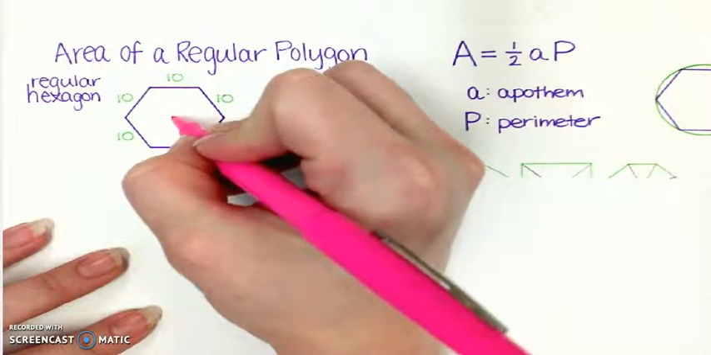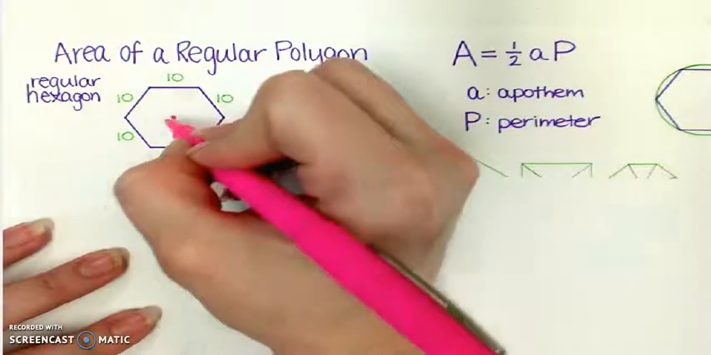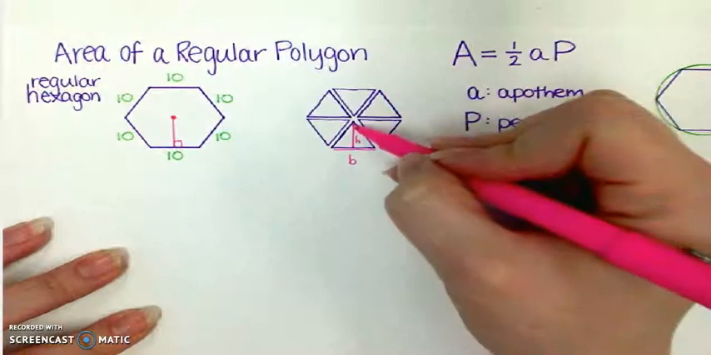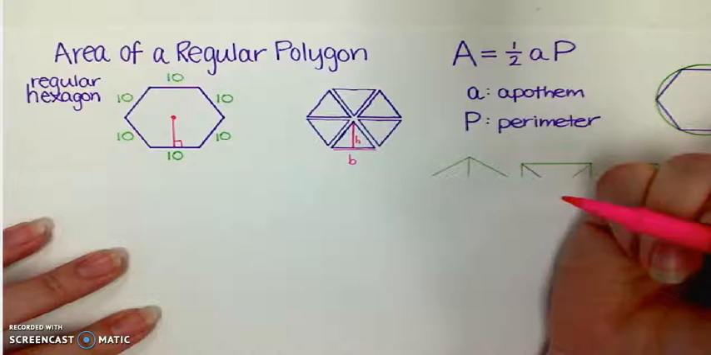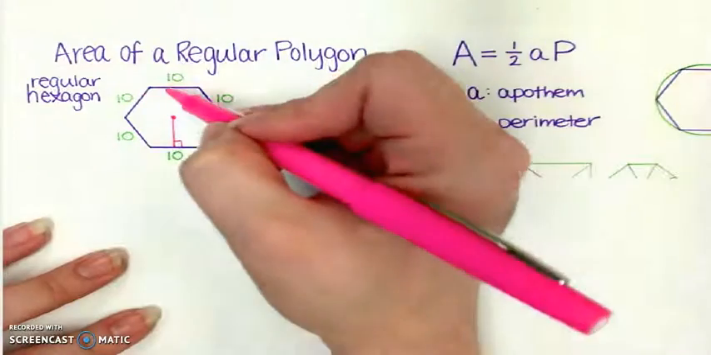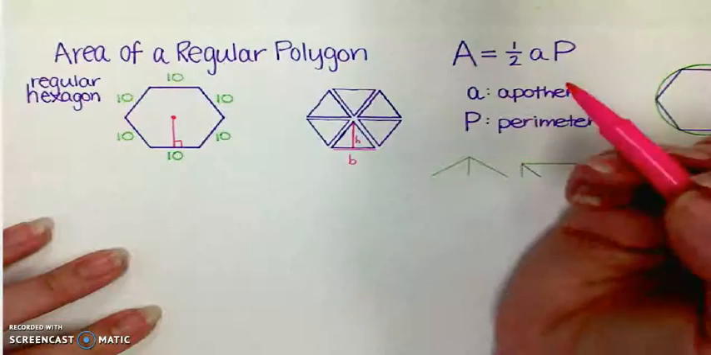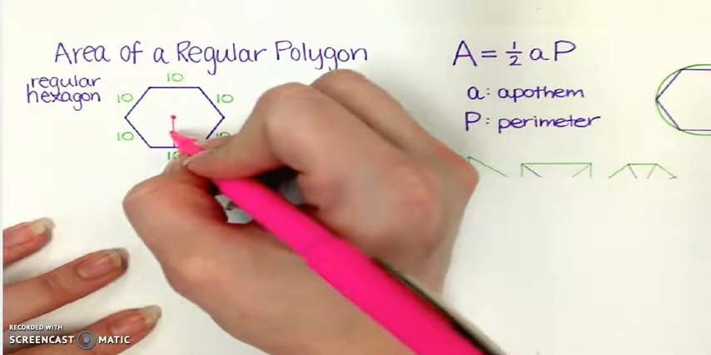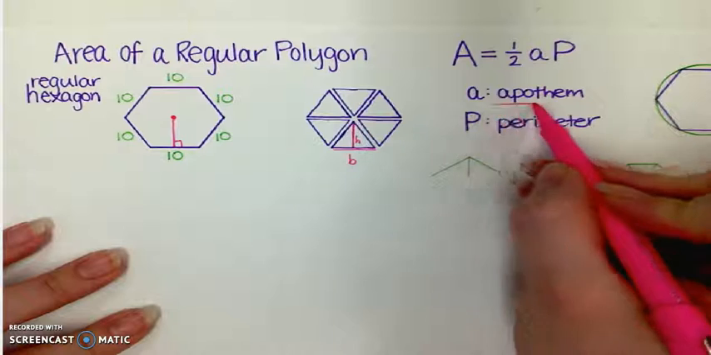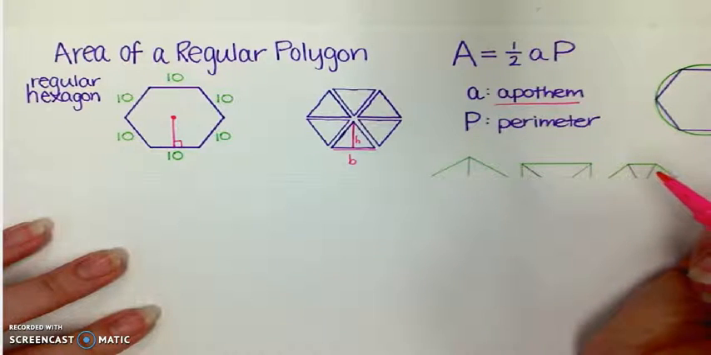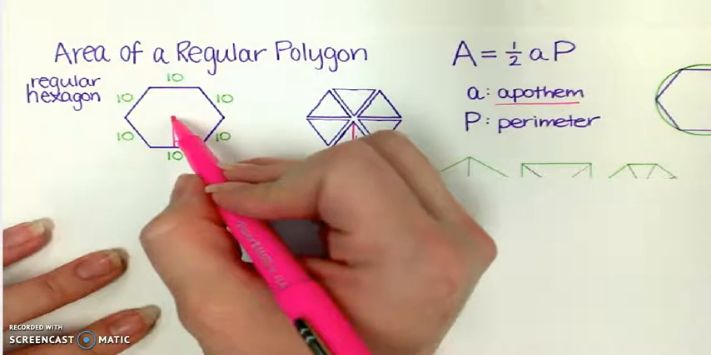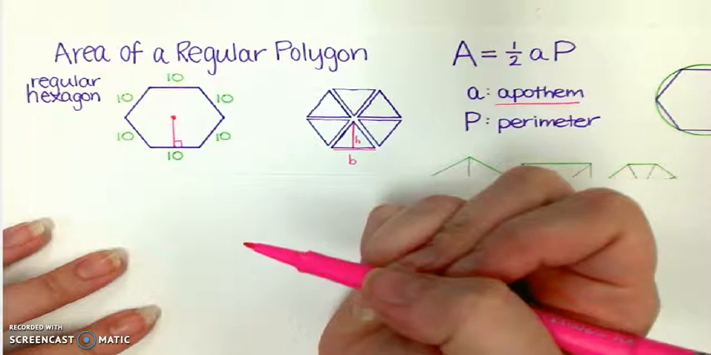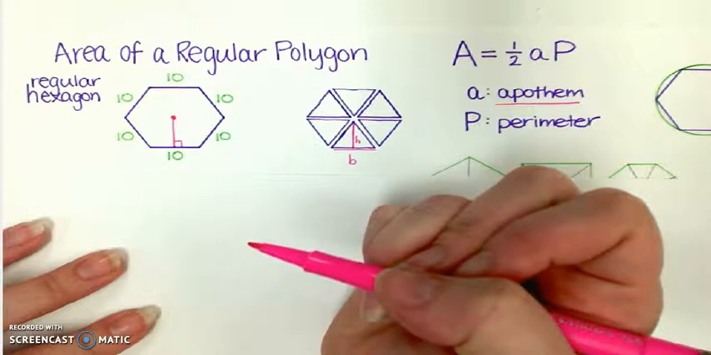Instead of calling it the height, which wouldn't really make sense, because really it's only going from the center down. If you look at this, it's going from the center down. They don't call it the height, because probably the height would want to be from the top to the bottom. So instead of calling it height, they call it apothem. Apothem. It's just the perpendicular distance from the center to the edge, to the side of the polygon.